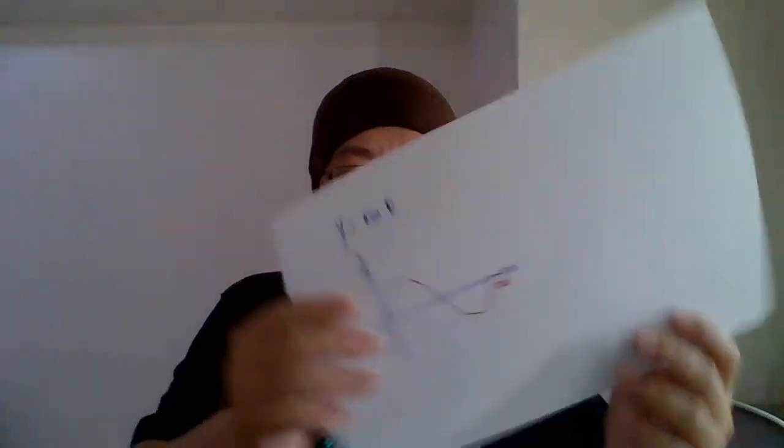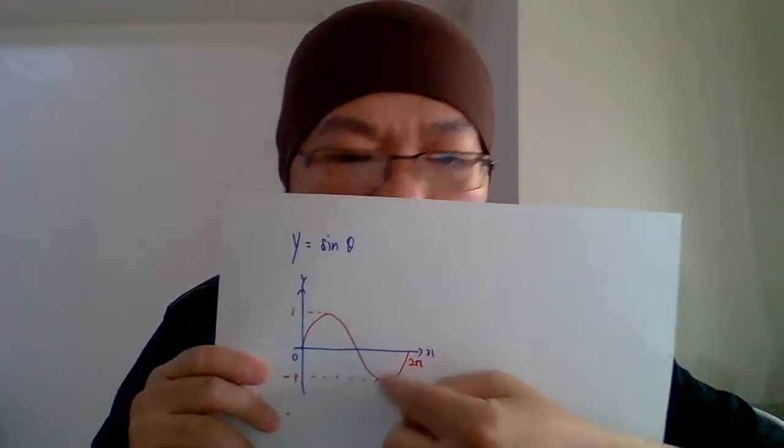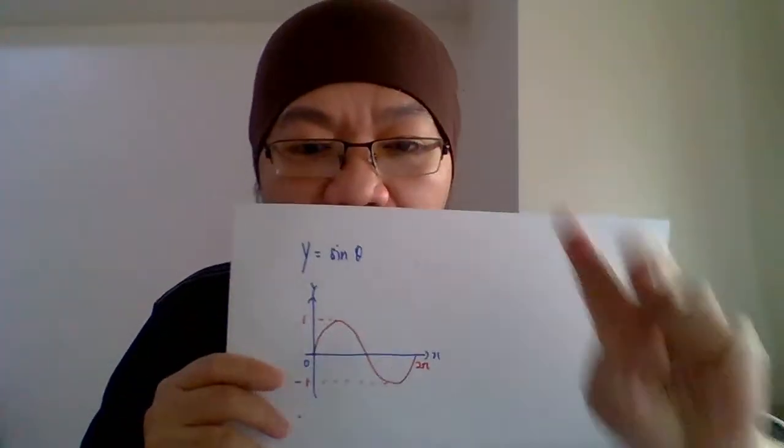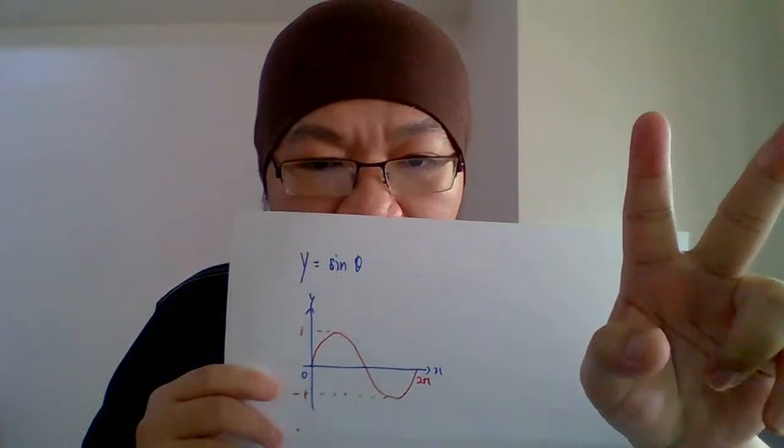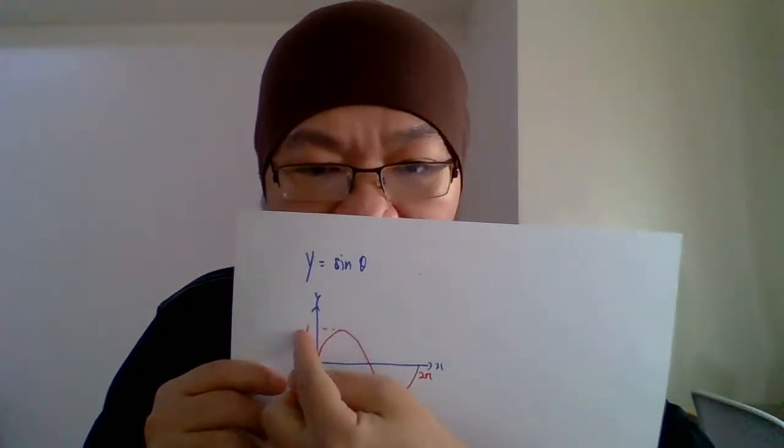Sangat mudah. Okay, so guys, let's look at number one. Number one is y equals 2 sine theta. Look at the sine theta first. So the sine theta is this kind of graph. But in front of the sine theta, we got 2, right? That means that is your amplitude. So this one, number one will become 2 and negative 2.